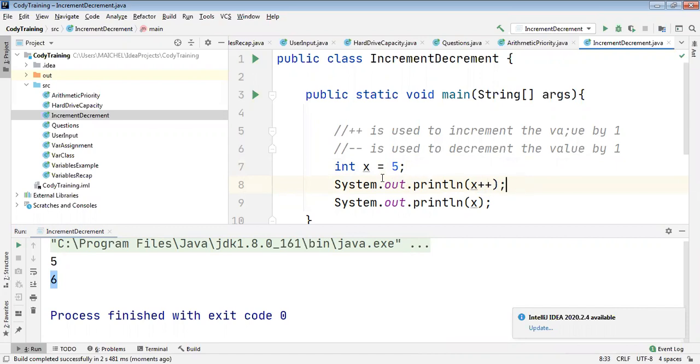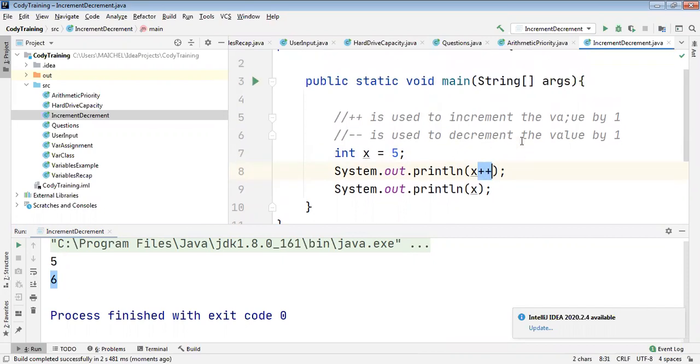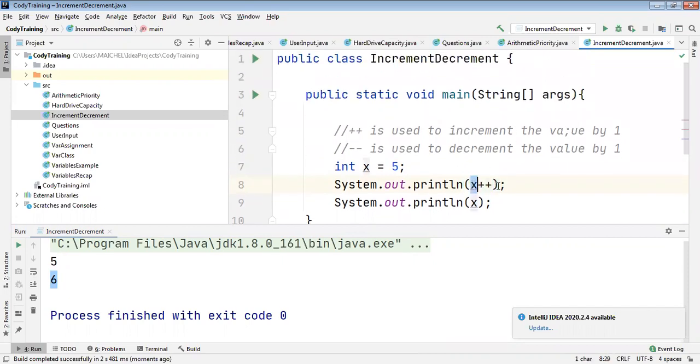The explanation for that is when I put the plus plus sign at the end of the variable, it means the incrementation process will happen in the memory. We will execute this line first, and then we will increment the value in the memory. It's as if we have two steps: the step of execution and the step of incrementing the value by 1 in memory.